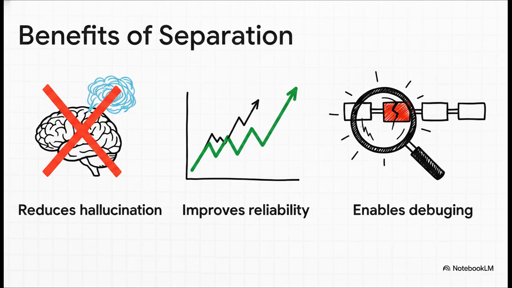So what's the payoff for building your system this way? Well, it's huge. Because you're using the right tool for the right job, you dramatically slash the chances of the model just making stuff up, hallucinating. The entire process becomes way more reliable. And maybe best of all, especially for us developers, if something does break, you can see exactly which step failed. That makes debugging about 1,000 times easier.